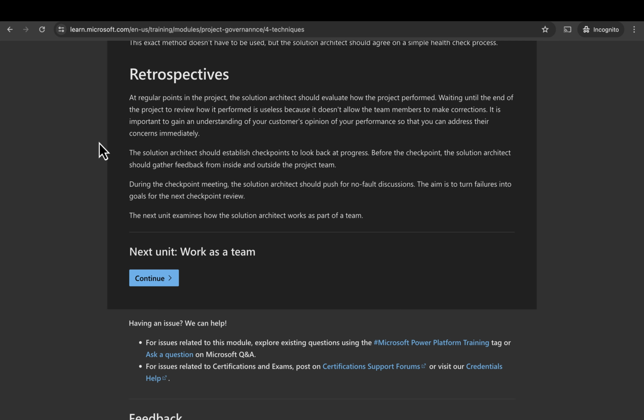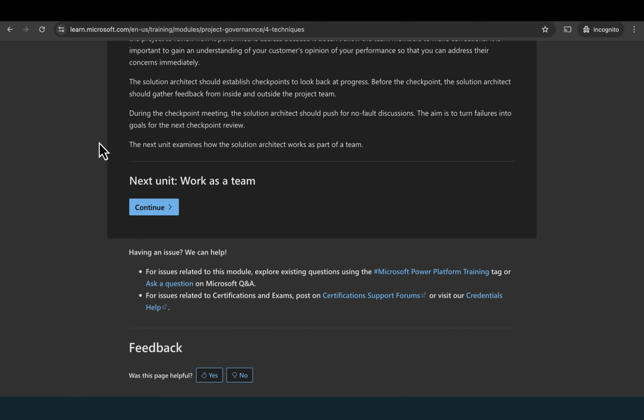The solution architect should establish checkpoints to look back at progress. Before the checkpoint, the solution architect should gather feedback from inside and outside the project team. During the checkpoint meeting, the solution architect should push for no-fault discussions. The aim is to turn failures into goals for the next checkpoint review. The next unit examines how the solution architect works as part of a team. Next unit, work as a team.